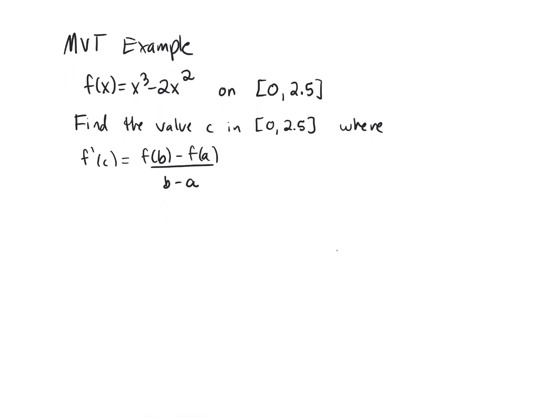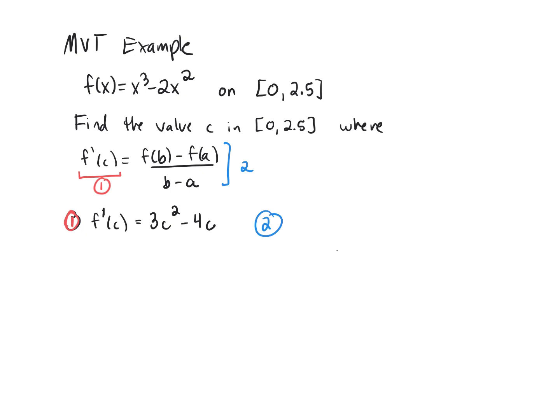So the first thing I'm going to do is the left-hand side. I'm going to figure out what my f prime of c is. So it's just going to be my regular derivative, but with c's instead of x's. So my regular derivative would be 3x squared minus 4x, but we'll say 3c squared minus 4c. So that's the first thing I'm doing. The second thing I'm going to do is this part. So step 2 is right here. Step 1 was doing this part, finding the derivative and plugging c in.